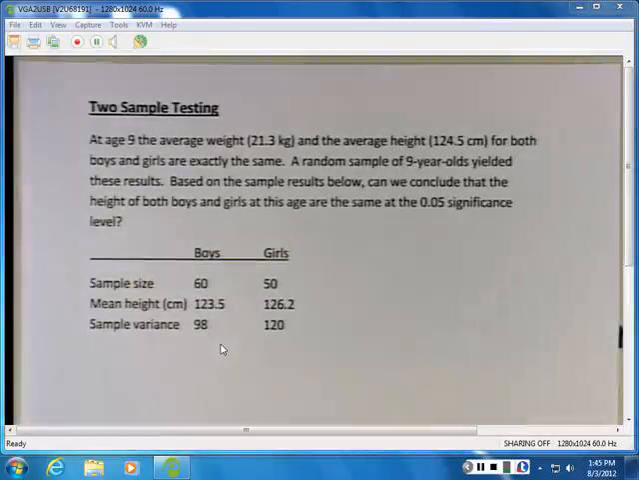In this video, we're going to look at two-sample testing. In this first example, we'll be comparing two means. In the next example, we're going to look at comparing two proportions. So let's read through this first one.